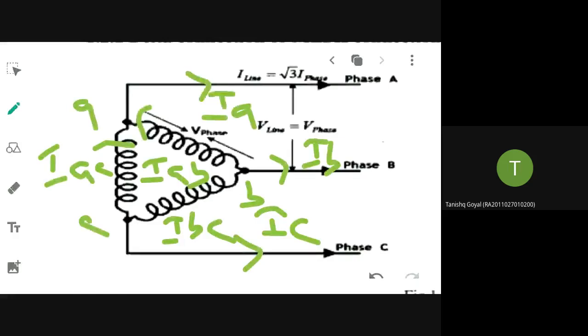But in star connection, it is quite different, no? Whatever may be the phase current, the same current goes out through the line. Yes or no? Yes, ma'am. But here it is valid that phase voltage is equal to line voltage, because there is no neutral here. Whatever may be the line voltage, it will be equivalent to phase voltage. Understood the difference? Yes, ma'am. Derivation part you understood? Yes, ma'am.